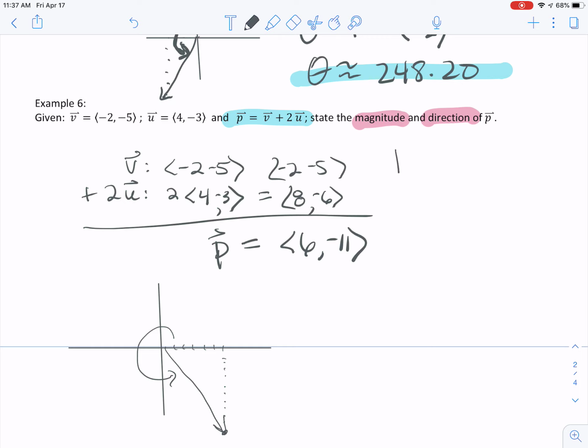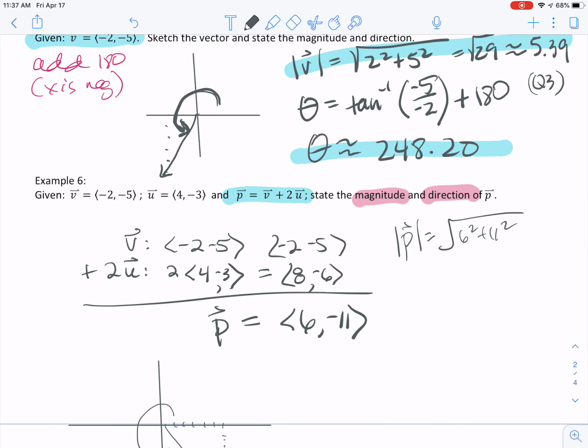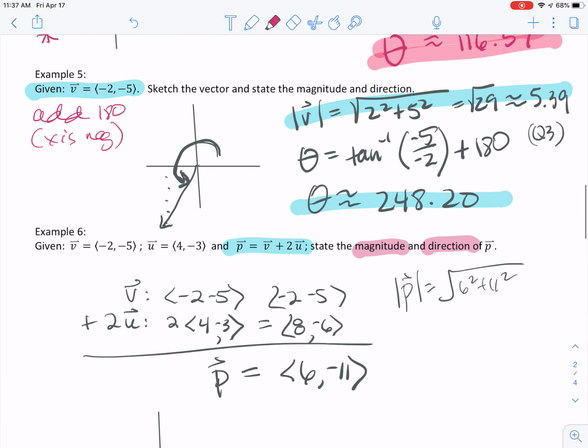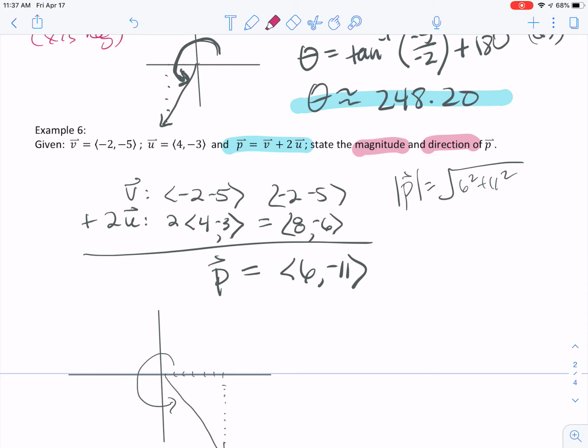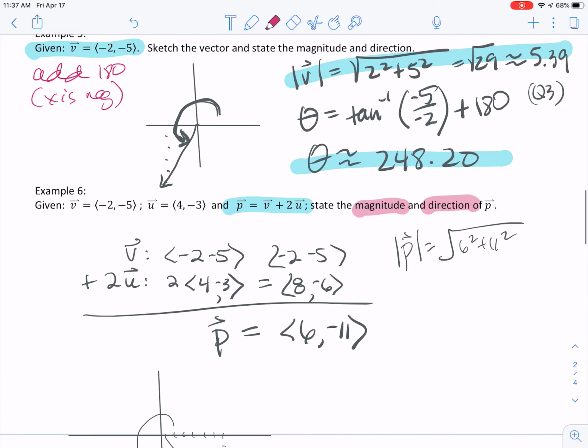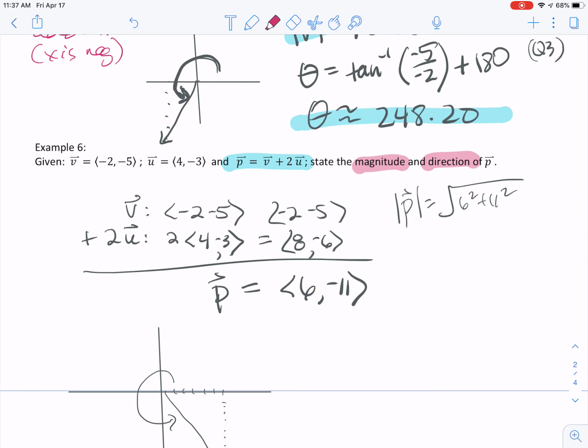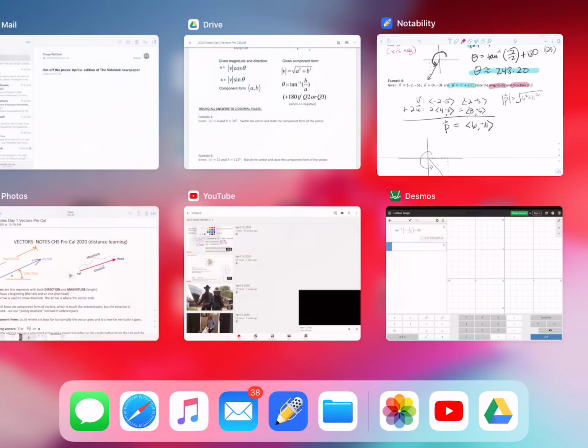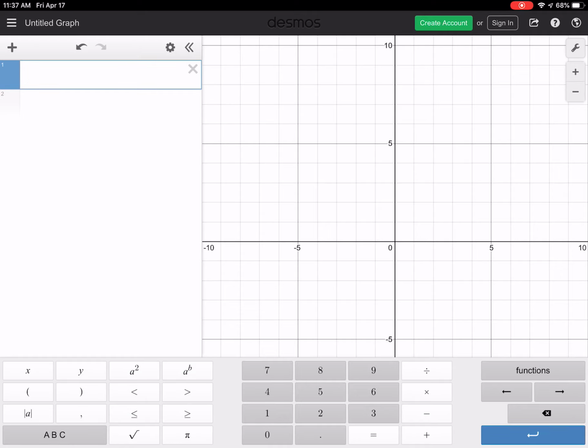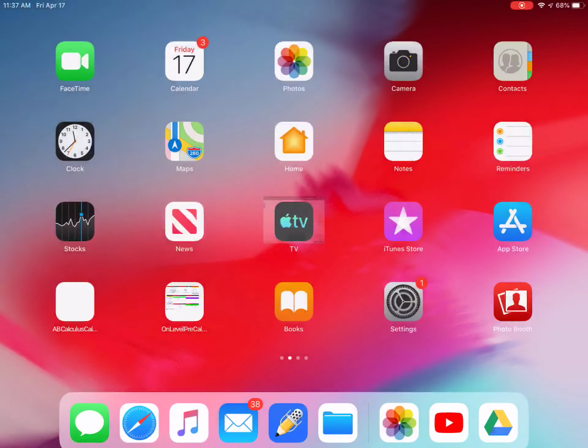So your magnitude of P is going to be the square root of 6 squared plus 11 squared. Remember, we're just going to ignore the negatives on this one. Do not ignore the negatives on the tan inverse. They're hugely important on the tan inverse, okay? So I'm going to go to my Desmos so you can see. And I'll do the square root of 6 squared plus 11 squared. So 12.53.